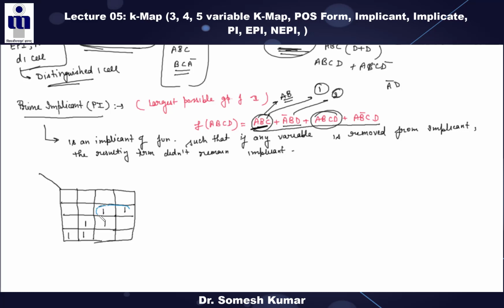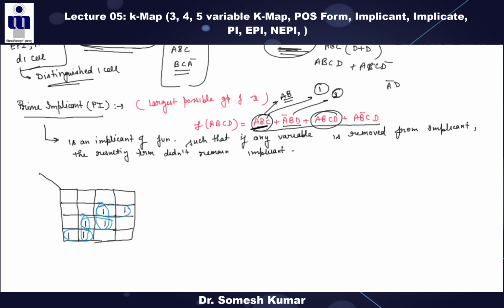This is the meaning of prime implicants: all the maximum number of pairs, in terms of the K-map. So this is your first pair, this is your second pair, this is your third pair, this is your fourth pair, and this is your fifth pair. Understand? Any doubt in this?